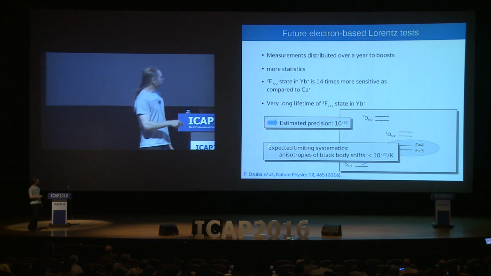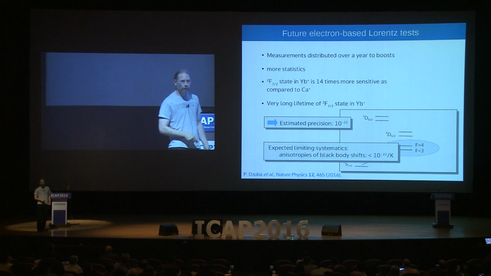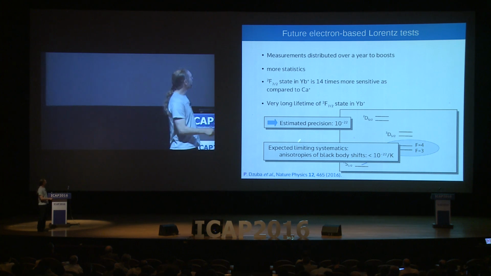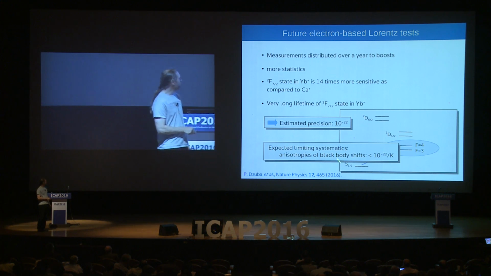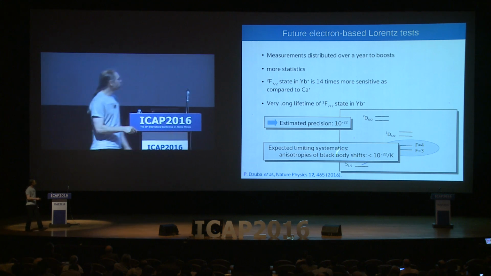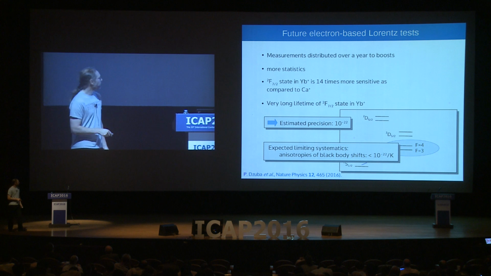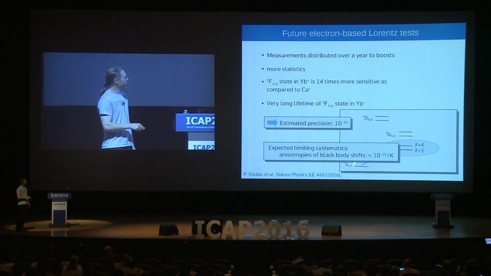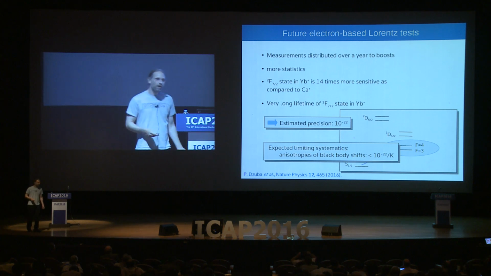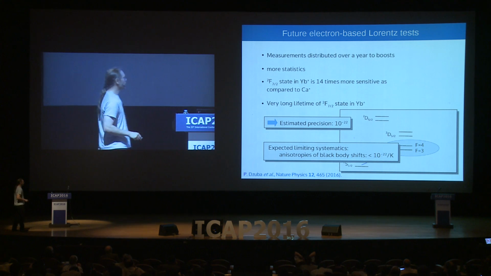What about systematics? We looked at it. We couldn't really come up with anything but something weird like an anisotropic black body shift. Turns out that that black body shift is rather small because the electron is strongly bound in ytterbium, and we estimated that to be 10 to the minus 22 per Kelvin, which actually shouldn't be a real problem.